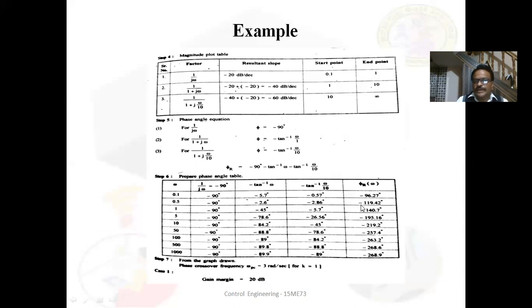So the resultant phase angle is minus 190.42 degree. Then like that, for 100 the angle will be minus 263.2. Like that you have to tabulate. So once you complete the magnitude table and phase angle, you have to go for construction of the magnitude plot as well as the phase angle plot.